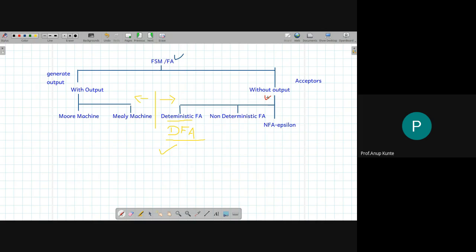Okay. Once we began understanding what finite automata is and how it is constructed, we started understanding a particular property of this device, and that property is being a deterministic device. Now, what do you mean by a deterministic device?